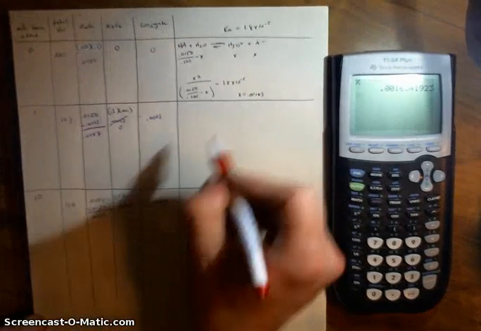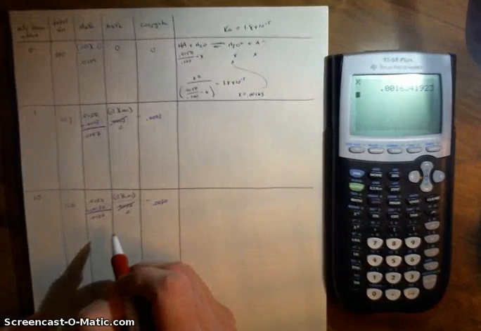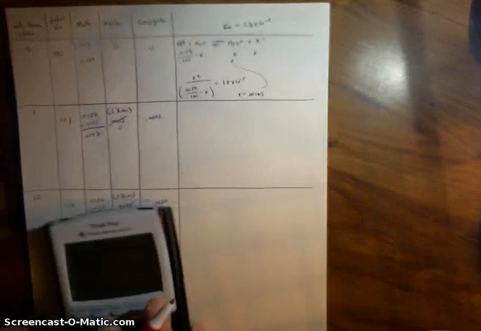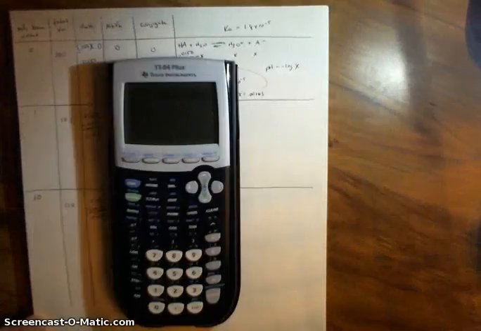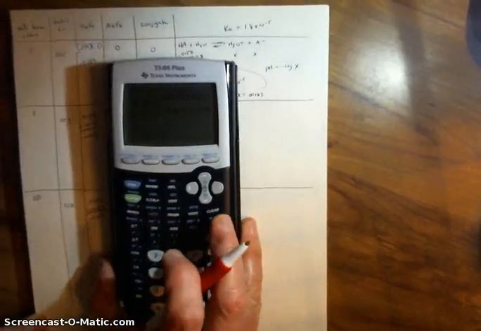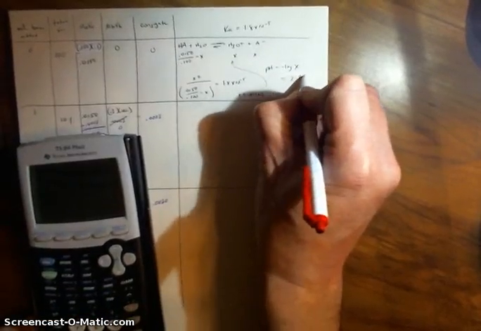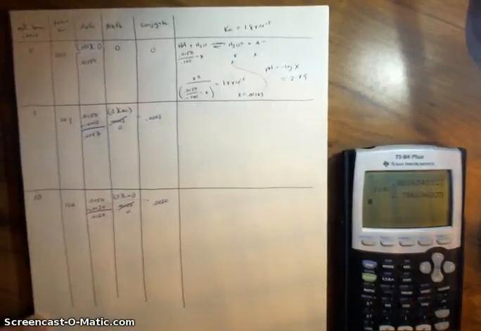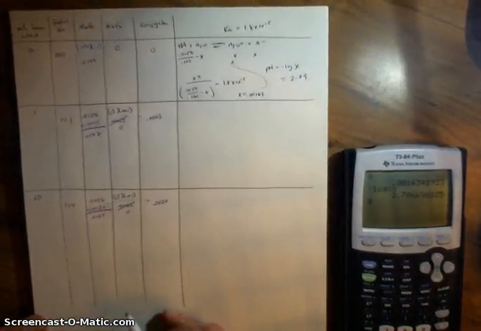0.00163. Now what's x? Remember that x is the concentration of hydronium, which means that the pH is going to be the negative log of x. So on my calculator I can just go negative log x, and it's 2.79 is the pH.